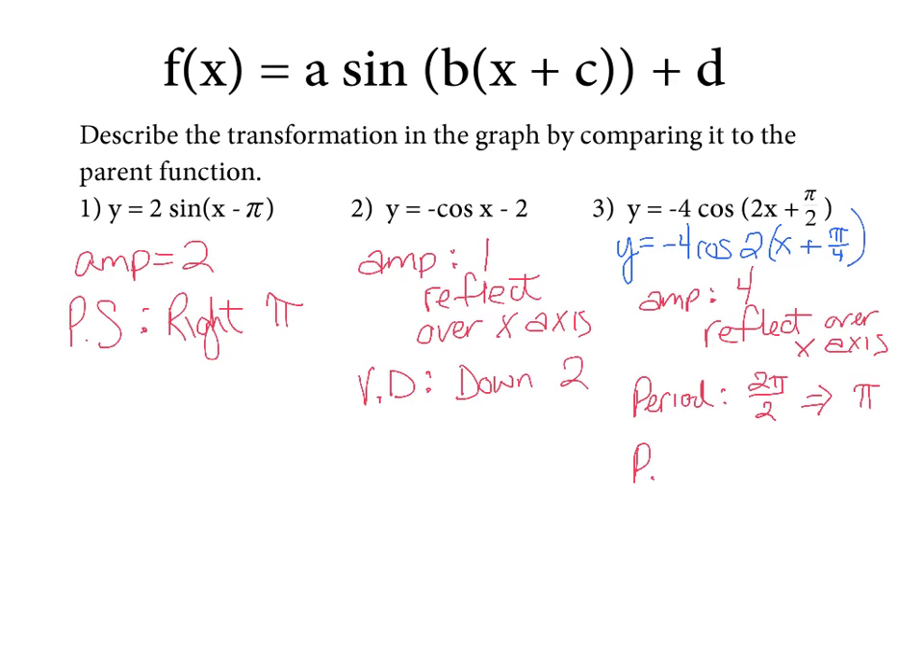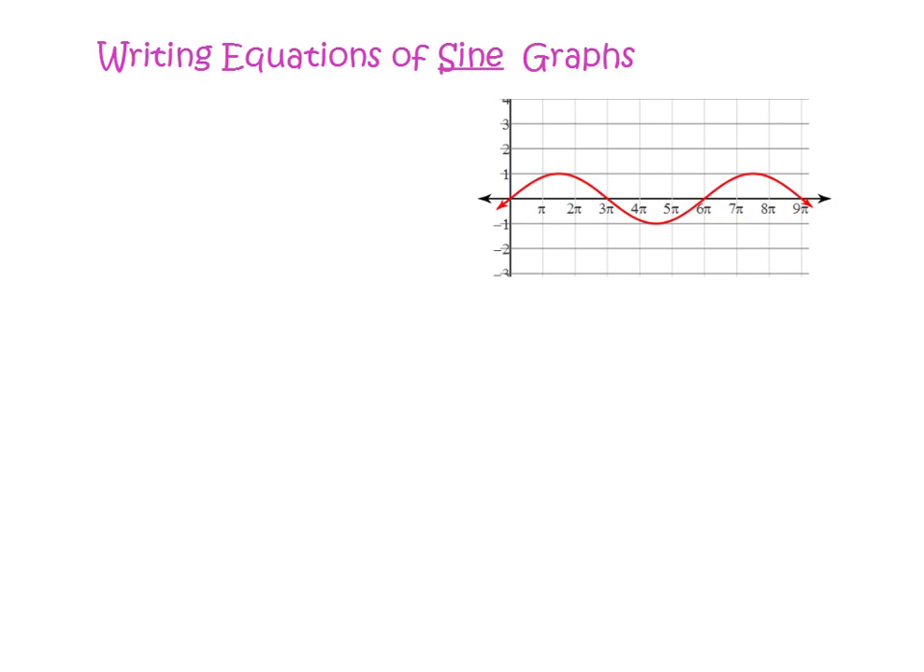Then I'm going to have a phase shift. After I factor the b out, I can see that this graph is going to go left pi over 4 units before we really start graphing it. Now that's review. Let's try to use that to take a graph and turn it into an equation.